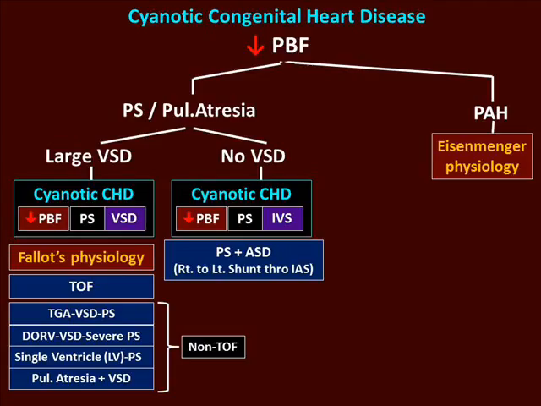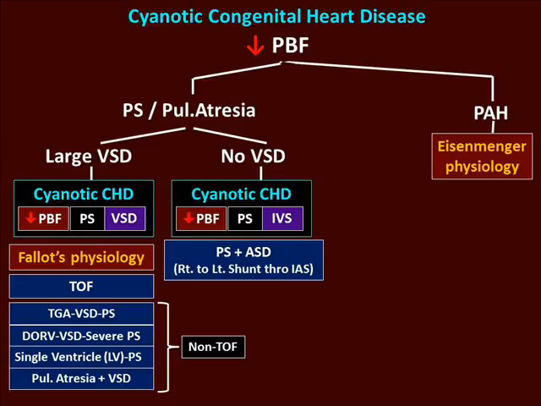Now, cyanosis with decreased pulmonary blood flow is often associated with pulmonary stenosis, pulmonary atresia, or another pathology of pulmonary artery hypertension. Now, cyanosis with decreased pulmonary blood flow occurs in large left to right shunts, in which later in life, due to pulmonary vascular obstructive disease causing severe pulmonary hypertension, it reverses the shunt as right to left, producing decreased pulmonary blood flow with cyanosis referred to as Eisenmenger physiology. Now we shall consider this later.